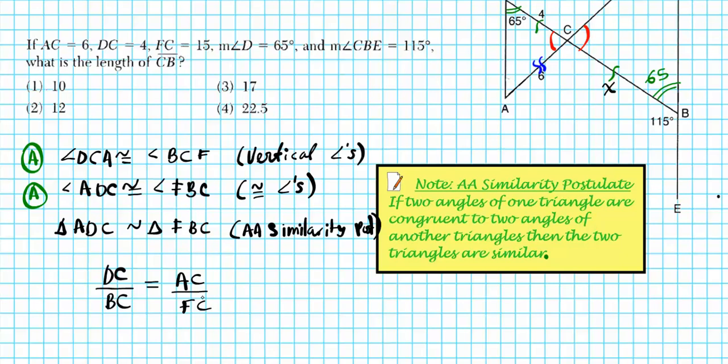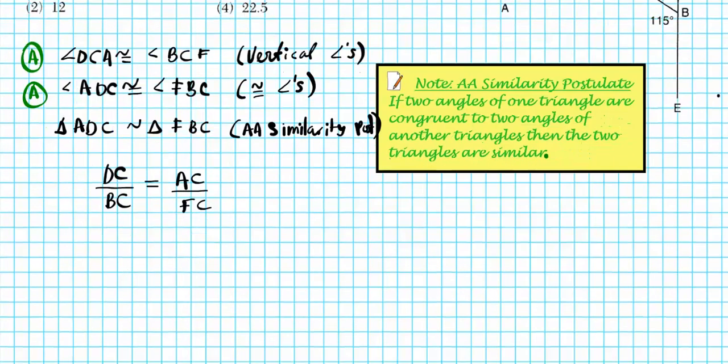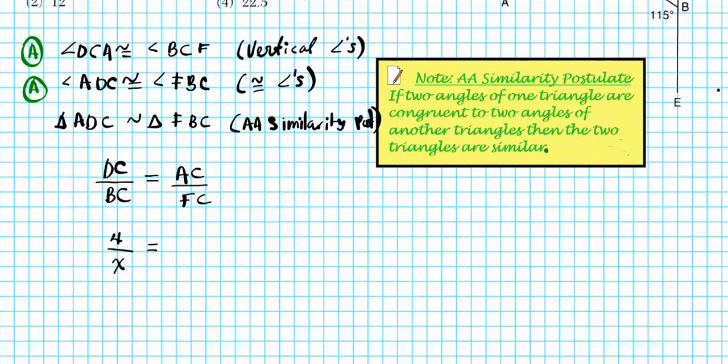All right? Now let's put in the values in our proportion right here. DC is 4. BC is our unknown x. AC is 6. And then FC is 15. Bam. Okay, so just solving this proportion for x will give us the answer.